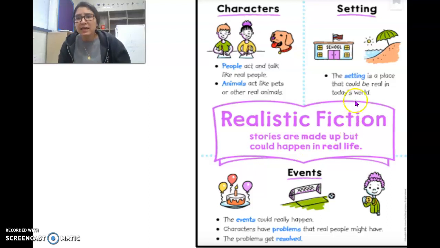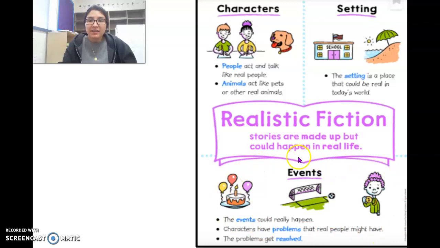The setting. The setting is a place that could be real in today's world. So you're not going to have a castle underwater or a castle in the sky with flying dragons, right? No, that is not real. You'll have a setting maybe like a beach or a school or a home. Those are all real settings that could be in today's world, okay?